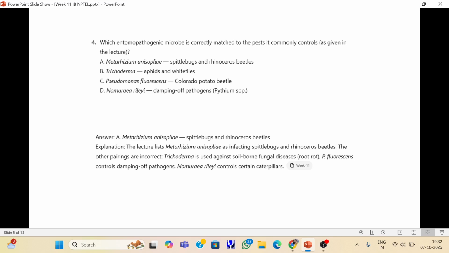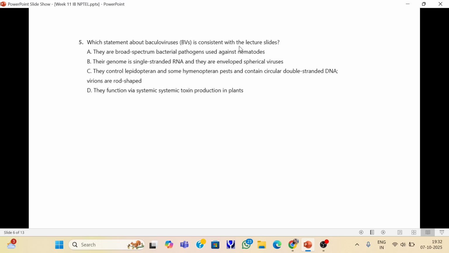The other pairings are incorrect because Trichoderma is used against soil-borne fungal diseases. Pseudomonas fluorescens is used for controlling damping off pathogens, and Nomuraea rileyi controls certain caterpillars. So the other matches are wrong. The first one is correct. On to the next.